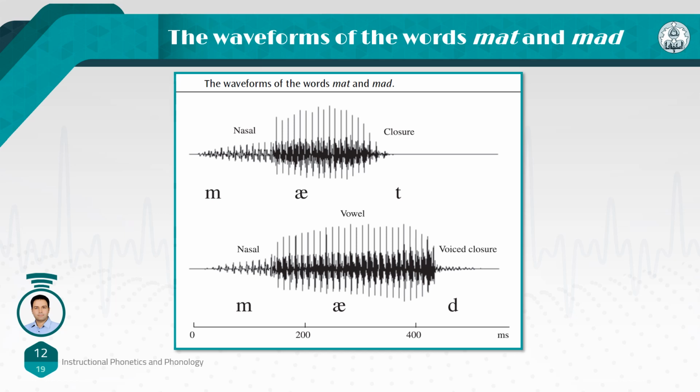You can see that when a word ends with a voiceless stop like t, p, k, then the length of the vowel before it, like a here, is shorter. But when it ends with d, g, these are voiced stops, the length of the vowel before it, like in mad, a, is longer.